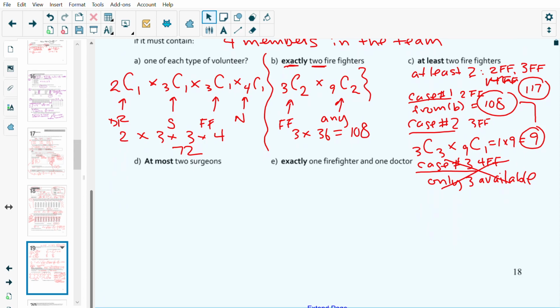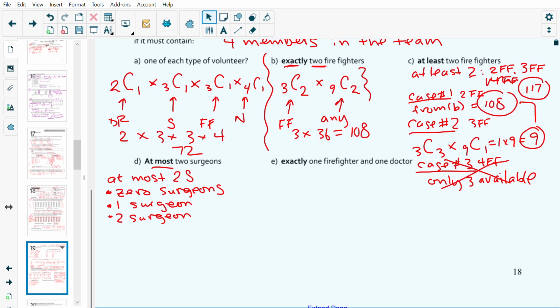Okay, letter D, at most 2 surgeons. Okay, so at most, well, what could that mean? Let's start from the bottom here. 0 surgeons. 1 surgeon. Or 2 surgeons. So we have to be careful on the language here. At most, we've listed out 3 cases.